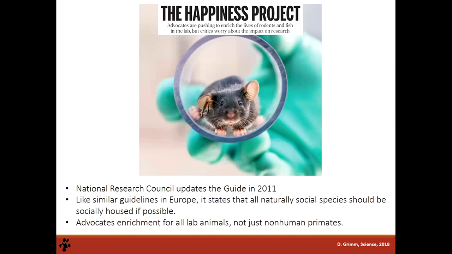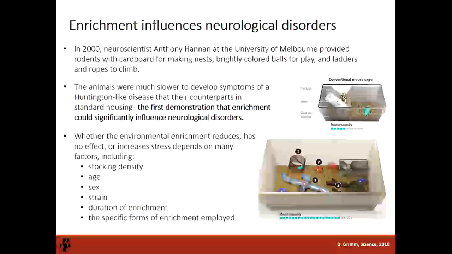And what it's done is spawn a whole, what we would call a cottage industry, in terms of enrichment devices that are put into cages. And you can see here that these enrichment devices take on several different geographic physical characteristics, and they're put in these rodent cages for social enrichment.